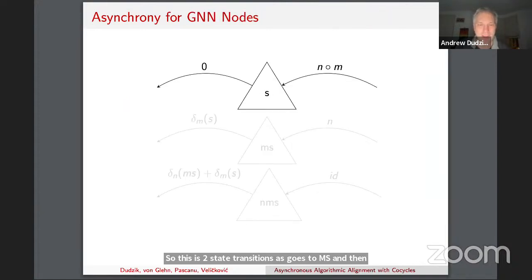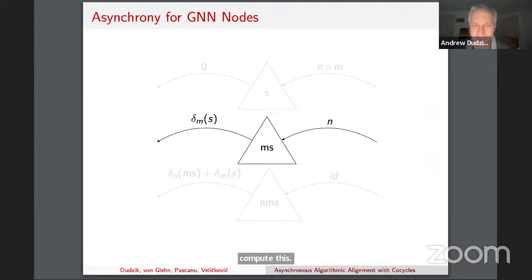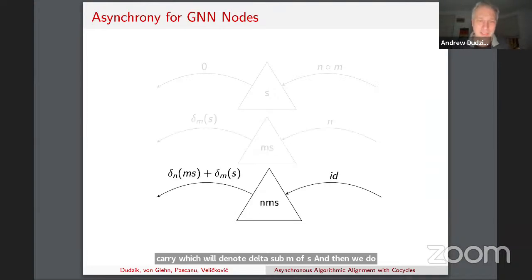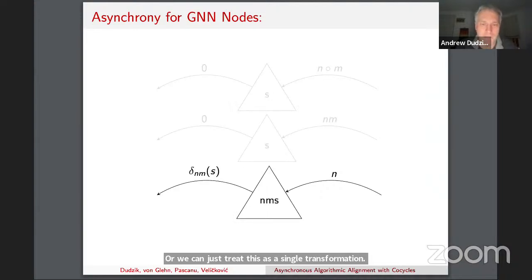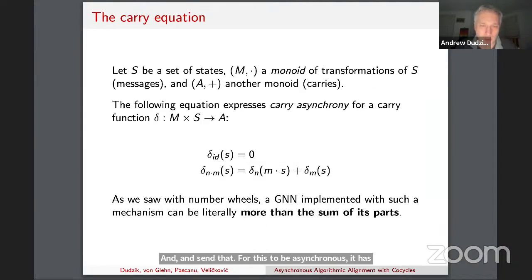So once again, we have two different ways we can compute this. We can either apply M and then produce some kind of carry, which we will denote delta sub M of S. And then we do N, right? And get to the final state to get this sum of two carries, right? Or we can just treat this as a single transformation and compute the carry delta sub NM and send that. And for this to be asynchronous, it has to be that these two carries are equal, right? The total carry has to be equal. And furthermore, I didn't show a diagram for this, but we should have that if I don't do anything to the state, I also don't carry anything. That's required for asynchrony. Otherwise, who knows what would happen.